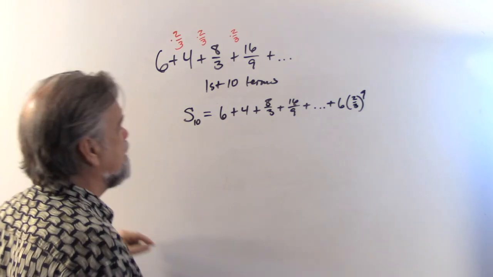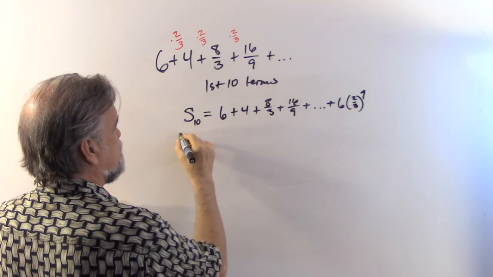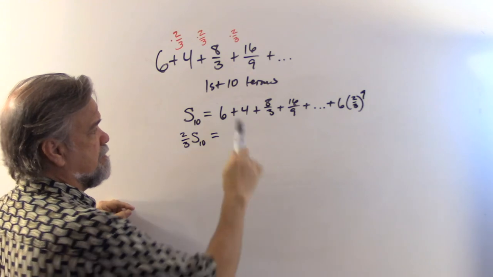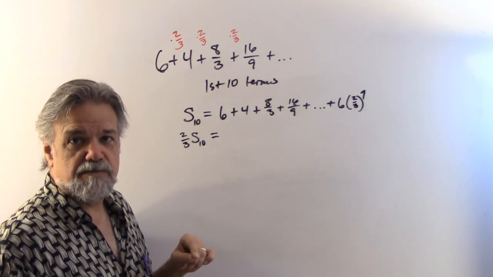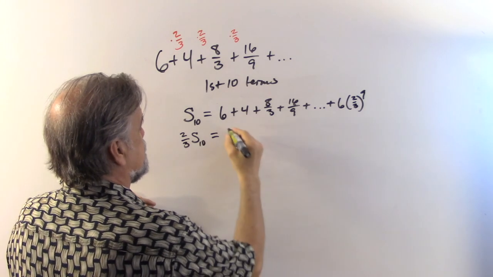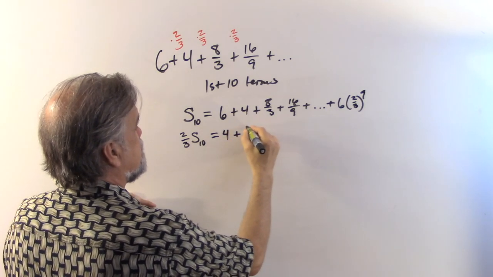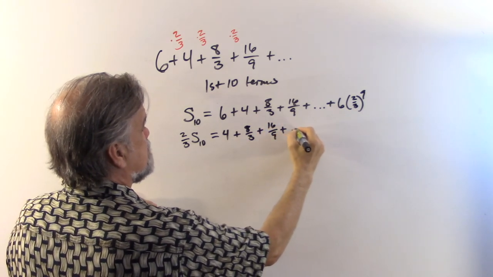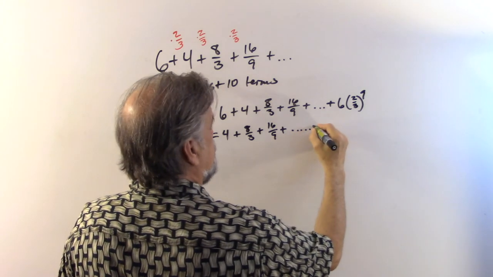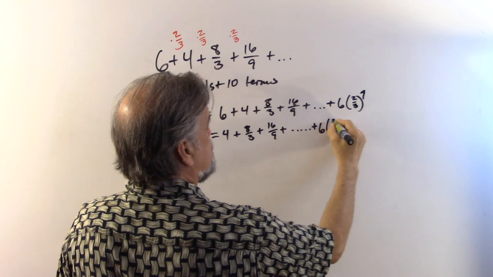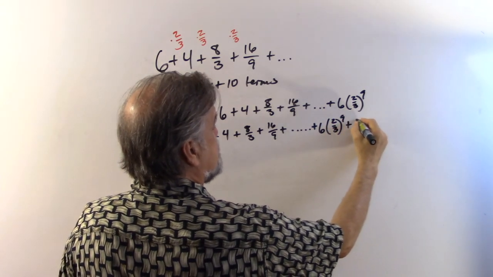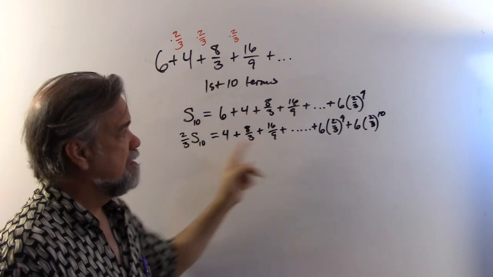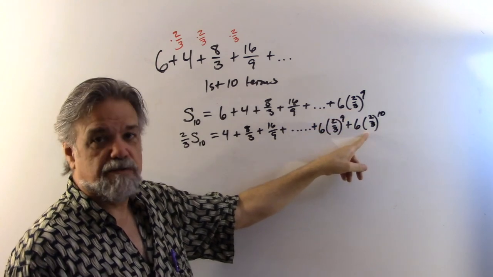I'm gonna do a little trick here. I'm gonna say, okay, well let me multiply this times 2/3. 2/3 times S10. So that means I'm gonna multiply each one of these terms inside of here by 2/3. What's 2/3 of 6? It's 4. What's 2/3 of 4? It's 8/3. What's 2/3 of 8/3? It's 16/9 plus, and so on, plus 6 times 2/3 to the 9th, plus 6 times 2/3 to the 10th. Okay? Because if I multiply this times 2/3, I get 6 times 2/3 to the 10th.